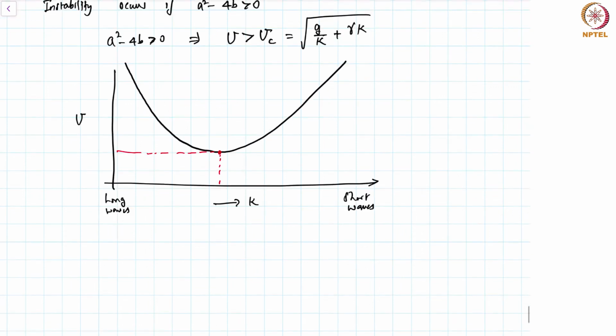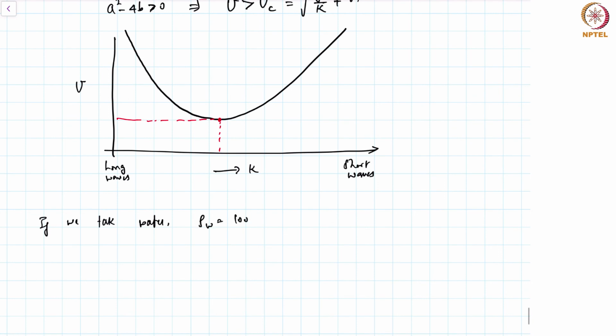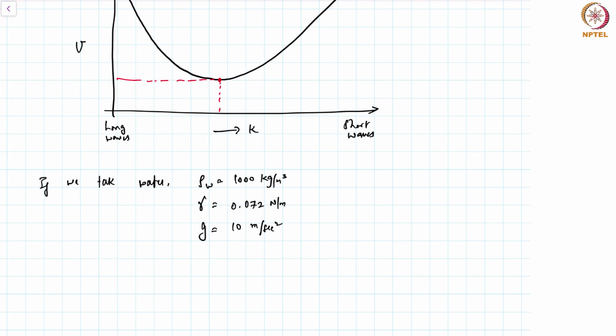So I'll give you some numbers here. For example, we should expect, if we take water with density of water to be 1000 and surface tension of the water-air interface to be 0.072 Newton per meter, gravity to be 10 meters per second square, then we can work out the value of the K. Let's call it K min. The value of K min, this is my calculation, is coming out to be about 10 power 3 by root 7, and U min that I am getting is around 7.27 meters per second.